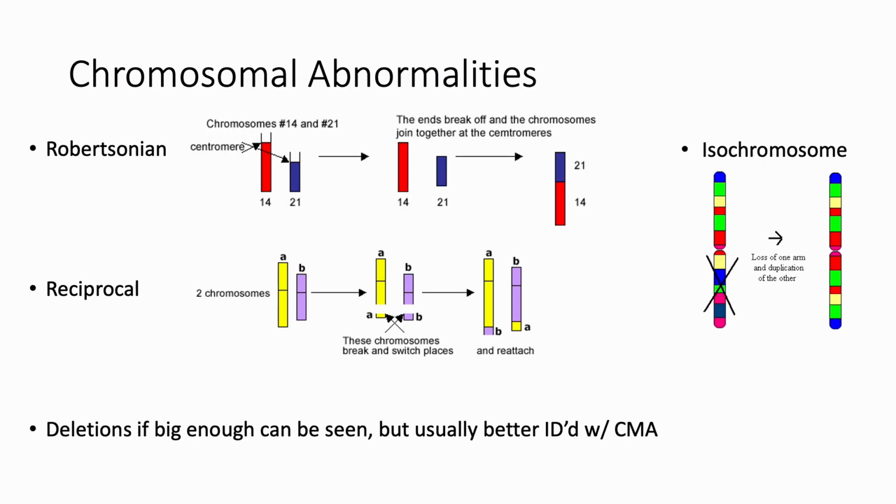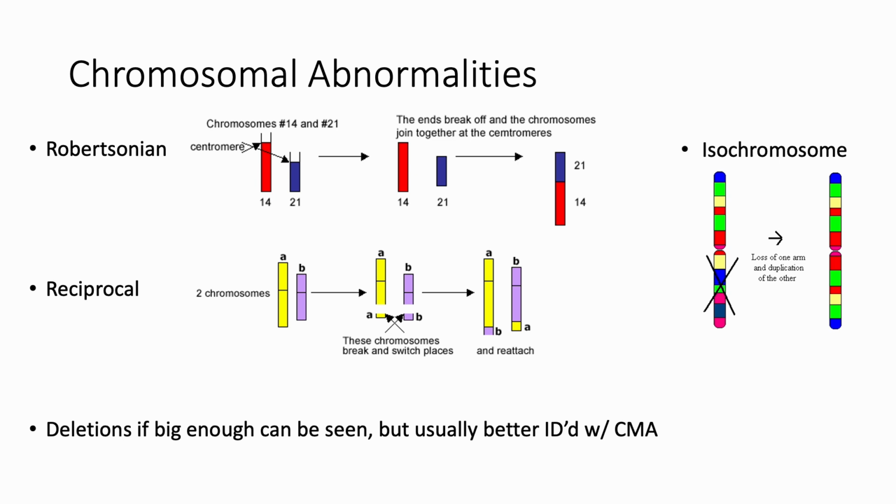Let's talk about some types of chromosomal abnormalities. First, Robertsonian translocations occur when two chromosomes join together at the centromere. This often happens between acrocentric chromosomes, specifically chromosomes 13, 14, 15, 21, or 22. Individuals with a Robertsonian translocation can be healthy, but it may lead to fertility changes or an increased risk of having a child with a genetic condition.